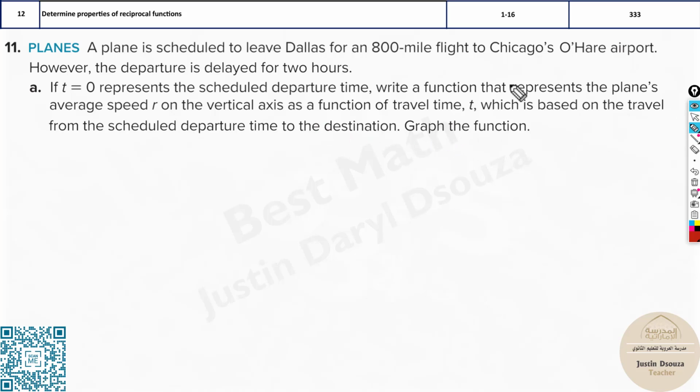Graph the function. Okay, basically what we do is we need to know the formula for speed. What is speed given as? Distance by time, isn't it? So here, what is the distance? Distance we already know is 800. What is the time? Your time is delayed by how many hours? 2 hours. When you take it inside, it will be t minus 2. So we write it as t minus 2. Because over here t is supposed to be at 0, but it's delayed of 2 hours.